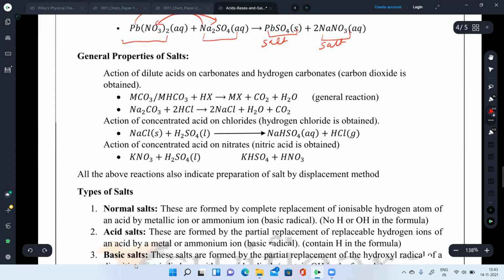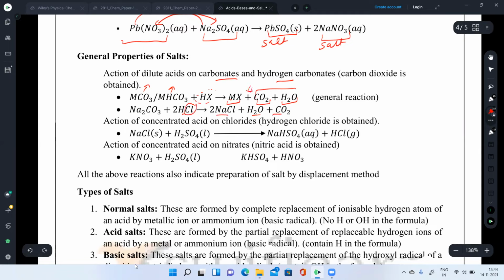Now the general properties of salts. The first one: carbonates or hydrogen carbonates like M2CO3 and MHCO3. It is a carbonate and it is a bicarbonate. When they react with the acid HX, they form MX plus CO2 plus H2O. That is, it releases CO2 and H2O. It is a general reaction. For example, if you take Na2CO3 plus HCl, what will form? NaCl, because here X is Cl. So NaCl plus H2O plus CO2.